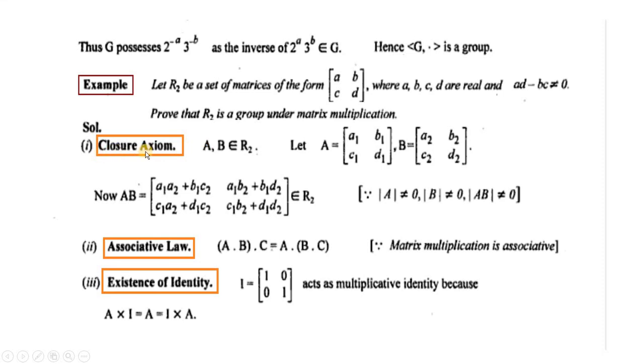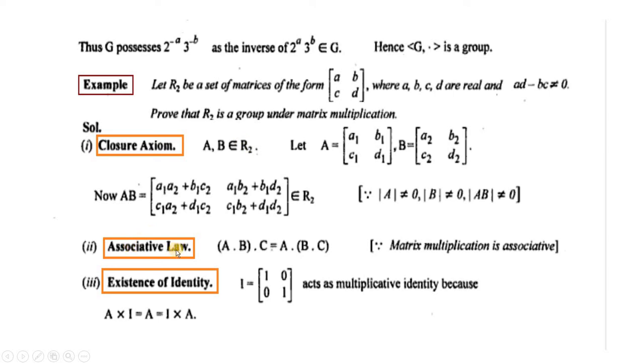So let us check the closure property for elements A and B in R2, such that let A is equal to this one and B is equal to this one. Here the product a1 d1 minus b1 c1 will not be 0. That is, the determinant of A will be not 0. Similarly, the determinant of B will not be 0, and we have to prove that the determinant of AB is not equal to 0. If we find the product of these two, then this matrix will belong to R2 because its determinant is non-zero. So the closure property exists here, that is, if we take any two non-singular matrices from R2 and multiply them, we get a non-singular matrix. Hence R2 is closed under multiplication.